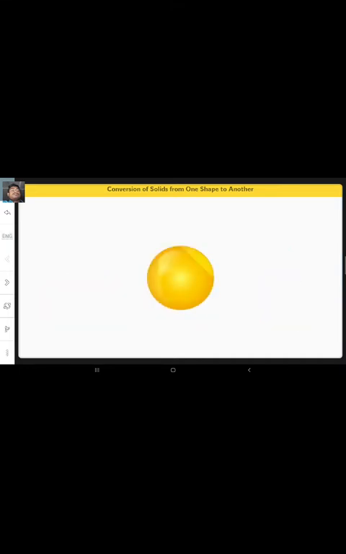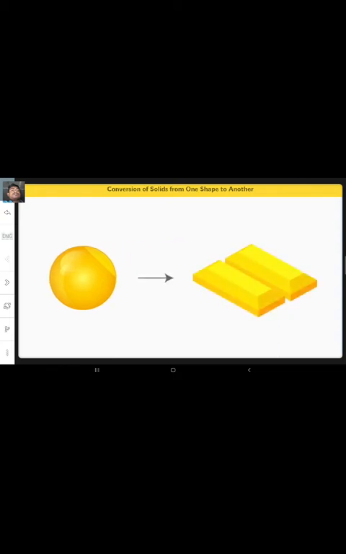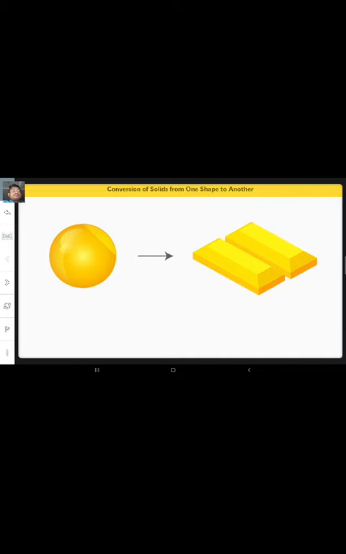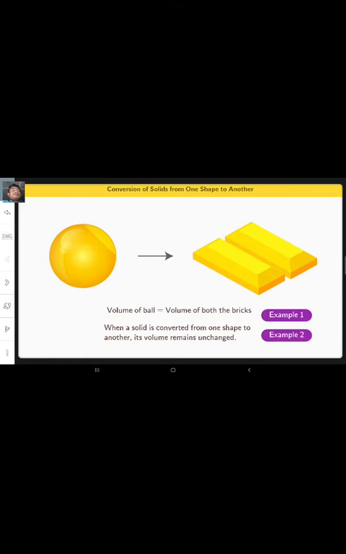Let us consider a solid ball of gold, melted and converted into two cuboidal-shaped bricks. The volume of the solid gold ball is the same as the sum of the volumes of the two gold bricks. When a solid is converted from one shape to another, its volume remains unchanged. Tap the buttons to understand this better with more examples.